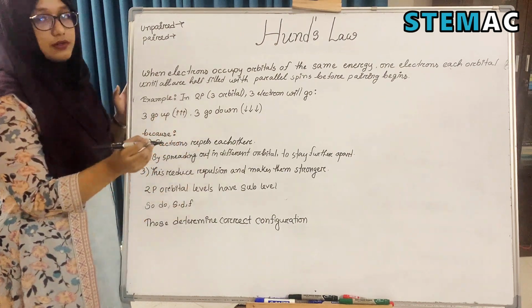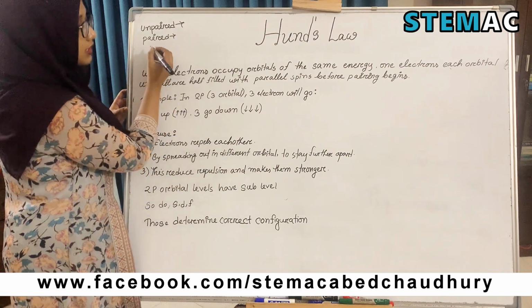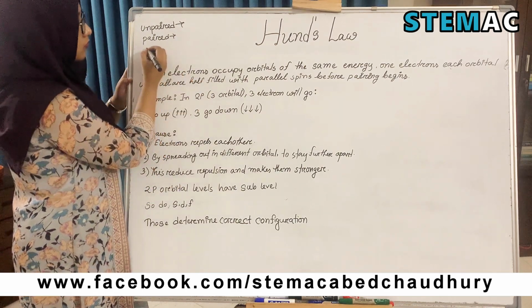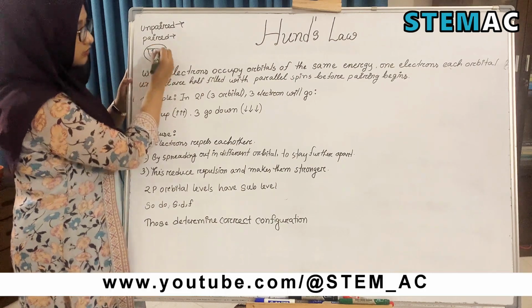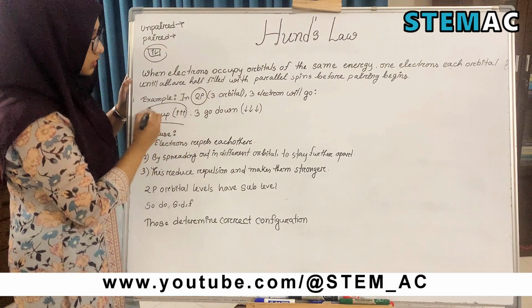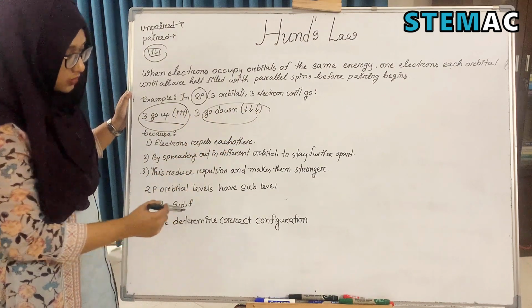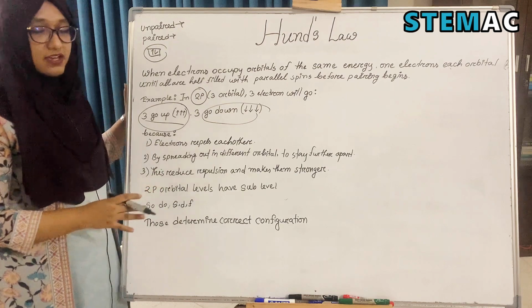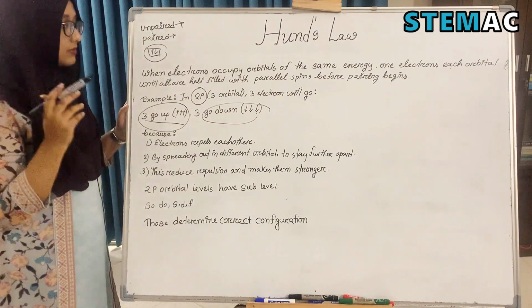We know electrons repel each other. So here, one electron is going to go up and another is going to go down. Here 3 go up. In the case of 2p, 3 are going to go up and 3 are going to go down. So how does it happen? We know the s, p, d, f orbitals have some sublevels. We learned it in some of our previous classes.